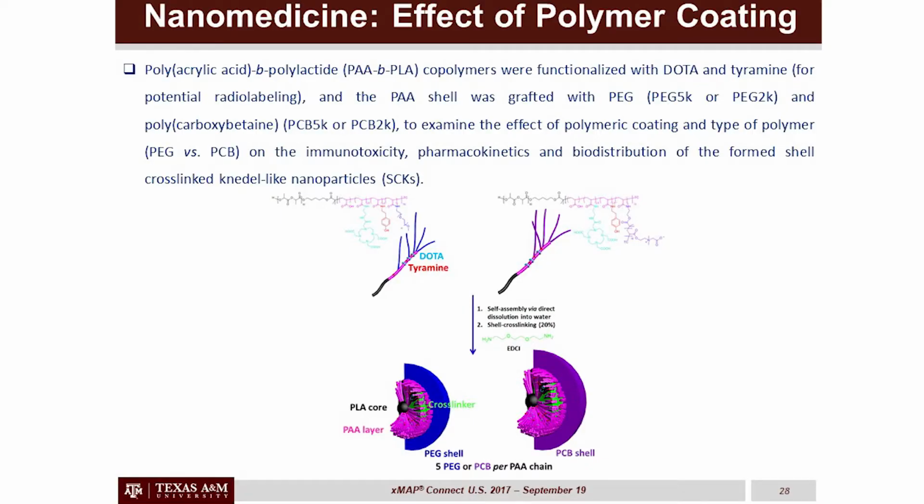In this example, we have synthesized polyacrylic acid, polylactic acid copolymer, and then we functionalized them with different functional groups. And the main focus here was to examine the effect of polymeric coating. So we coated these nanoparticles with polyethylene glycol, which is the most commonly used polymer for most types of nanoparticles and pharmaceuticals, versus polycarboxybetaine, which is a zwitterionic polymer. So we wanted to study the effect of this polymeric coating on pharmacokinetics, biodistribution, and immunotoxicity of these nanoparticles.